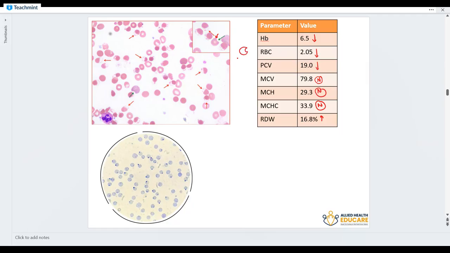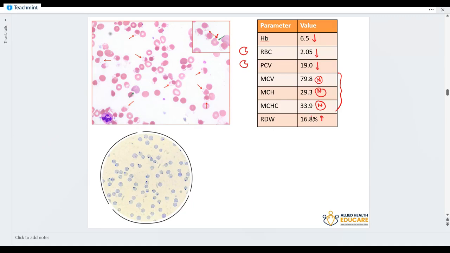This type of cell is called a bite cell. And as we learned earlier, if the hemoglobin is low, RBC count is low, but RBC indices are normal, it indicates towards hemolytic anemia.